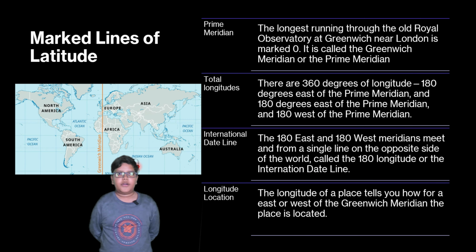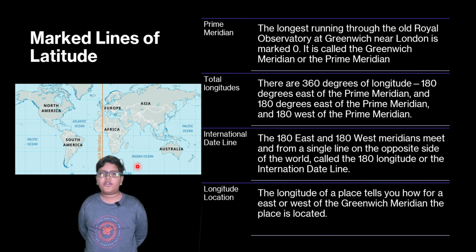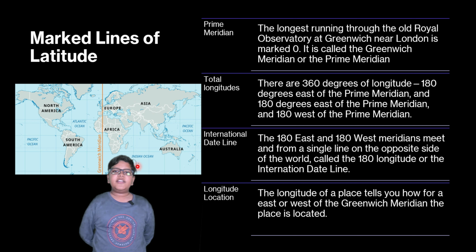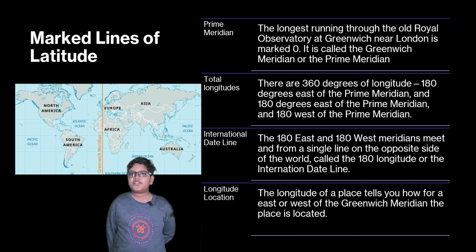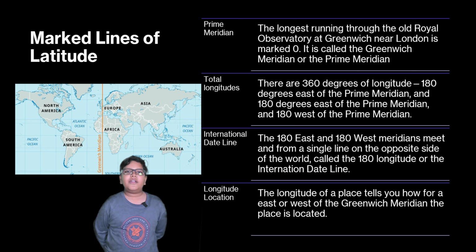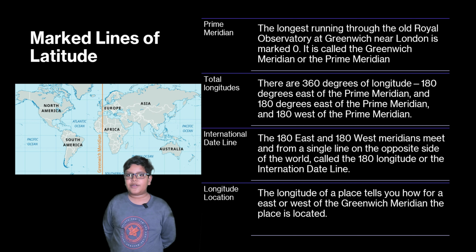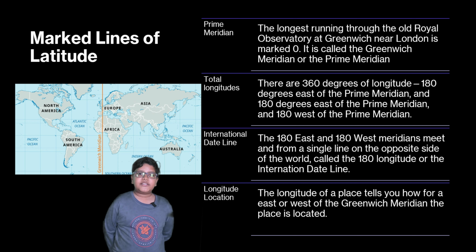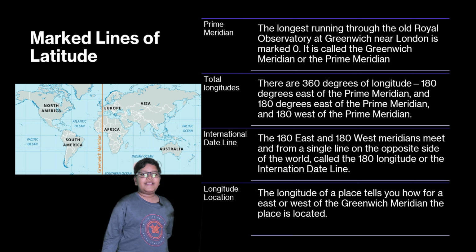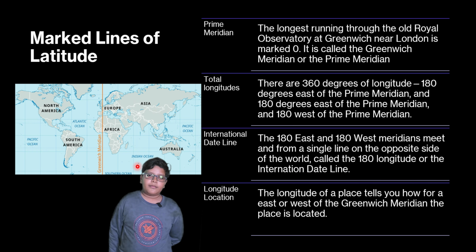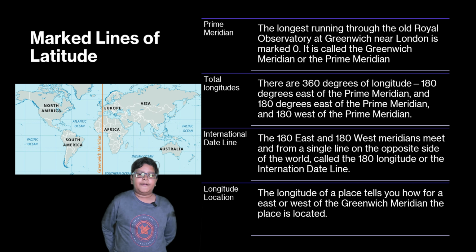Marked lines of longitude. The longitude running through the Royal Observatory at Greenwich near London is marked 0. It is called the Greenwich Meridian or the Prime Meridian. There are 360 degrees of longitude, 180 degrees to the east of the Prime Meridian and 180 degrees to the west of the Prime Meridian. The 180 east and 180 west meet and form a single line on the opposite side of the world, called the International Date Line. Thus, the longitude of a place tells you how far east or west of the Greenwich Meridian the place is located.